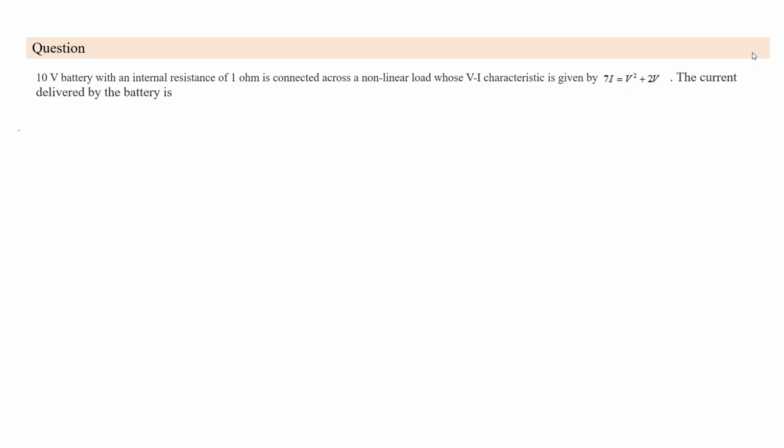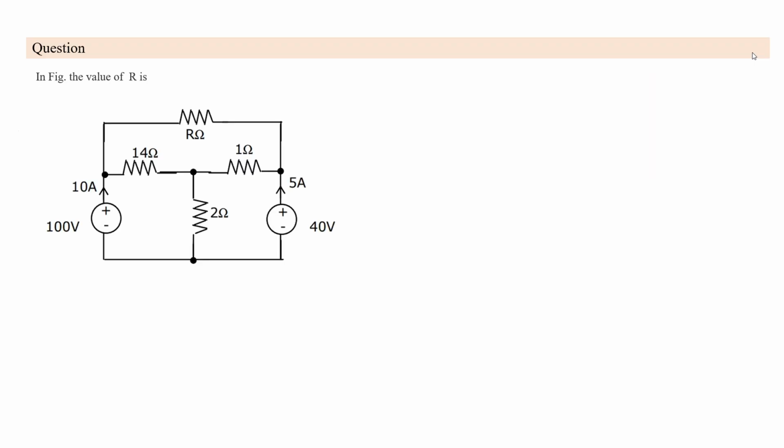So V plus I is equal to 10. You got the first equation as V plus I equals 10. The second equation is 7I equals V square plus 2V. Try to solve both equations. You will find one quadratic equation, with two V values and two I values. Based upon that, you will find the value of V and I. Try to solve this question.